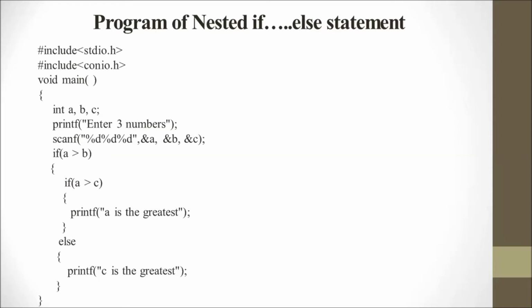So 1 will be stored in A, 2 will be stored in B and 3 will be stored in C. So here the values 1, 2 and 3 are stored. Okay. Here the first condition will check A greater than B, means 1 greater than 2. So this condition is false because 1 is not greater than 2.